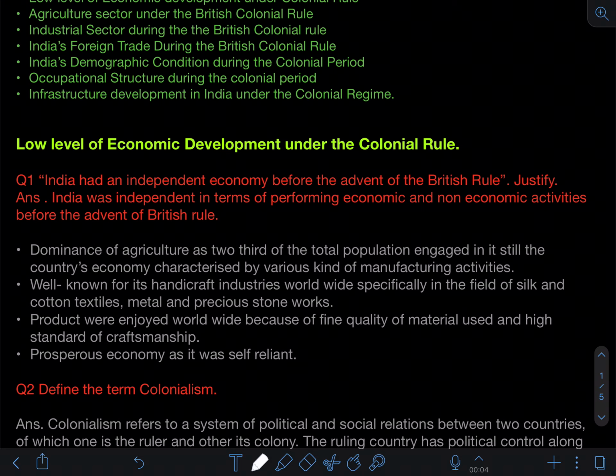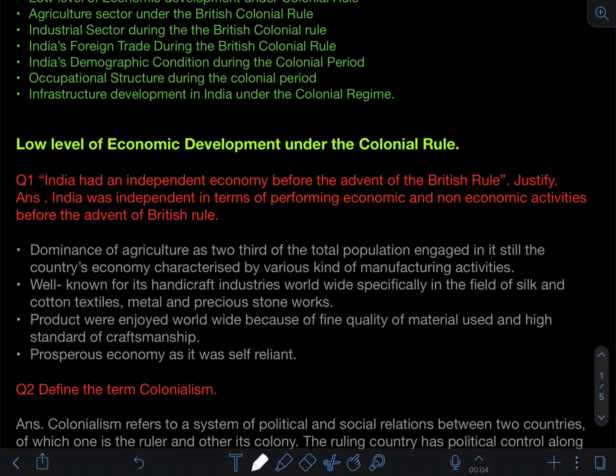We were very well known throughout the world, especially for our handicrafts. There was quite a high demand for our handicraft products, especially in silk and cotton, because we had textile industries producing silk and cotton, not only for the country but for the rest of the world. Basically, we were exporting. We were rich in natural resources in terms of metal and precious stones, so we were also selling these, or we were famous for them.